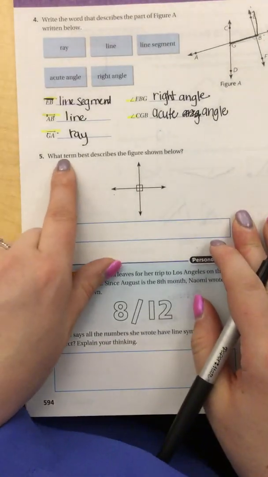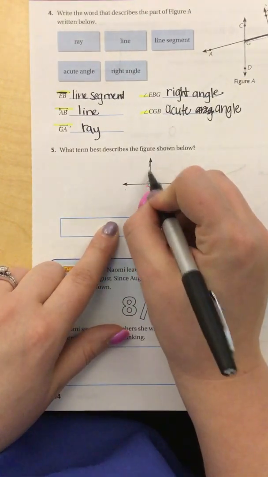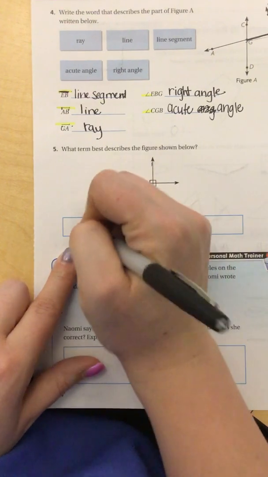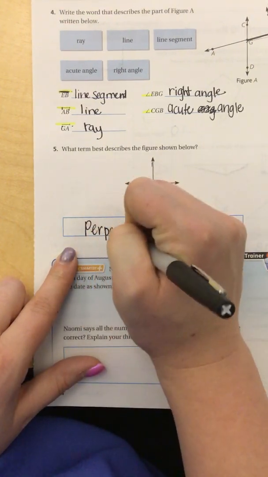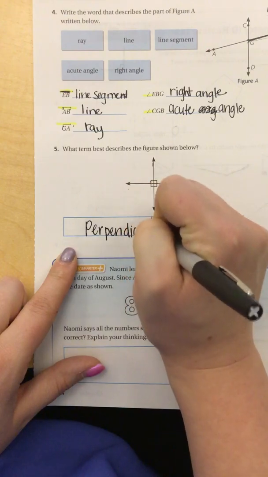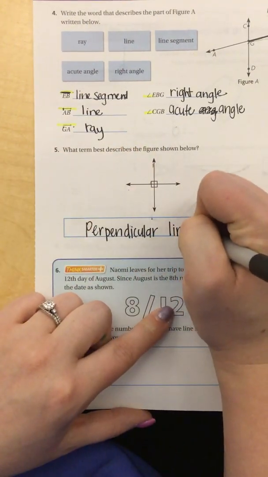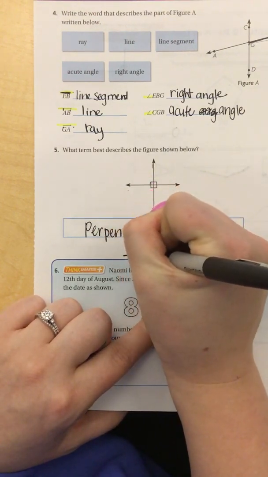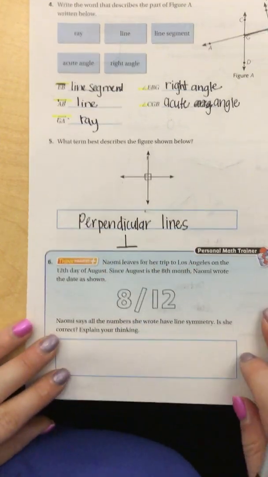All right, so the next one, which term best describes the figure below? Well, there are 2 things that are crossing, and they're making right angles. So I know that they are perpendicular. And I know that both of these are lines. They are perpendicular lines. You may also see this symbol. Remember, this is a symbol for perpendicular. So they are perpendicular lines.